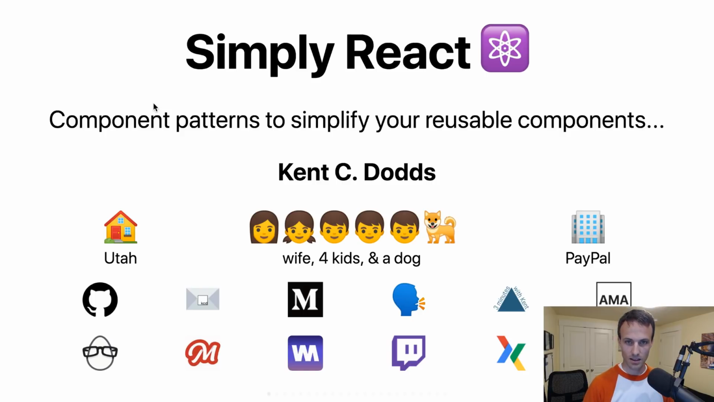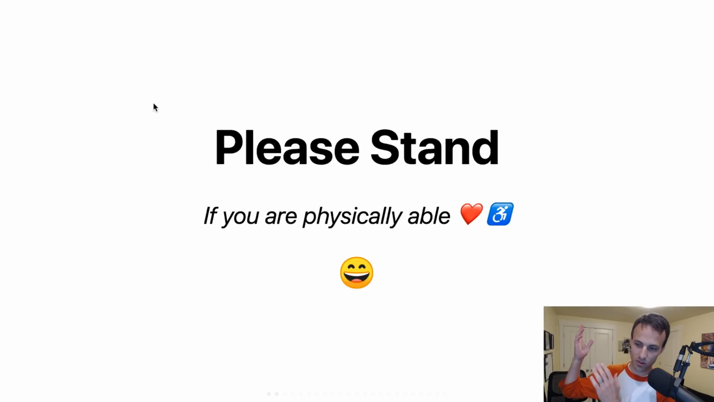Okay. Hey everybody, my name is Kent C. Dodds, and I am a software engineer for PayPal, and I'd like to invite you to all please stand up. If you're physically able, stand up please. We're going to do air squats. So I want you to put your arms out in front of you like this. Kind of hard to do when I'm live streaming, but this. Squat down, come back up.